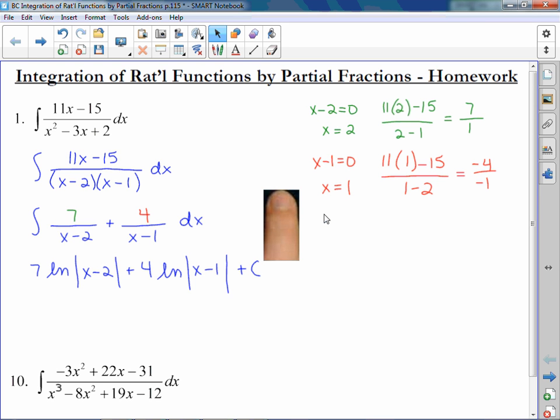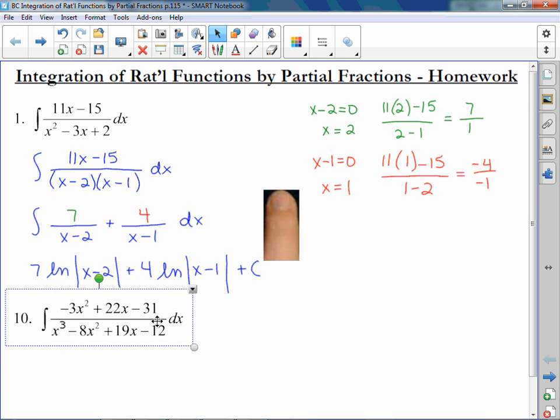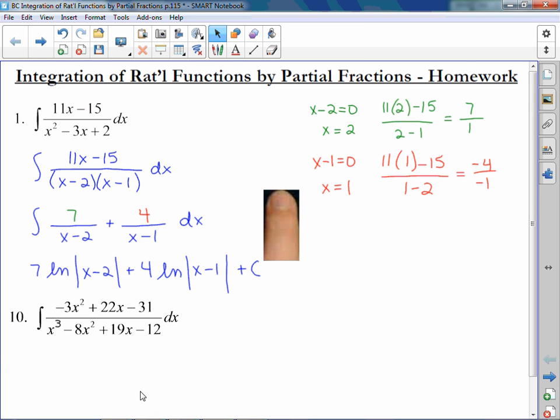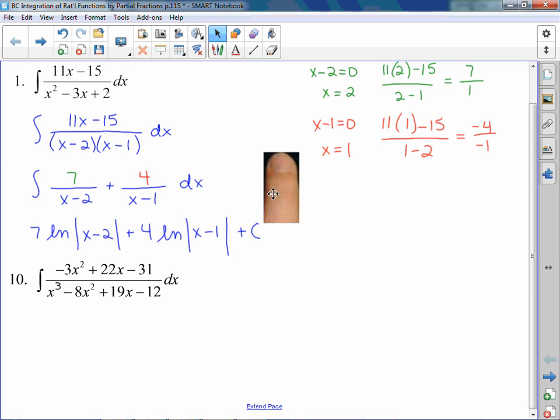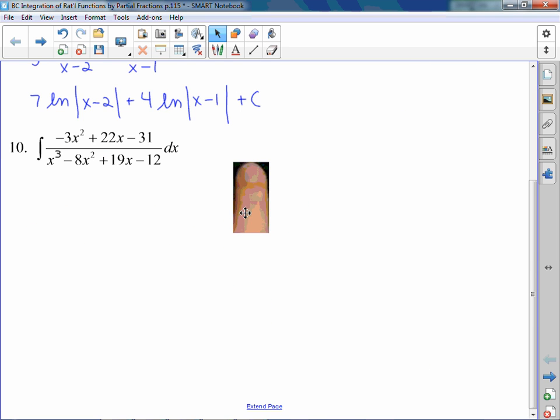All right, let's take a look at number 10. Bring my finger down here so I can use it.